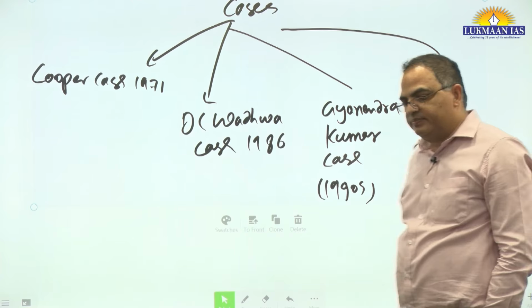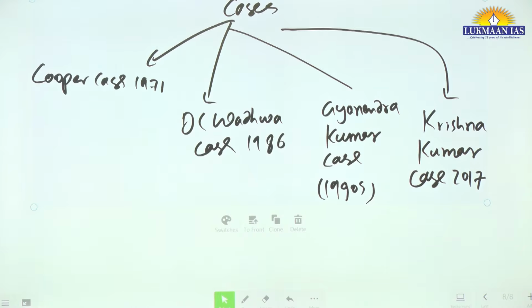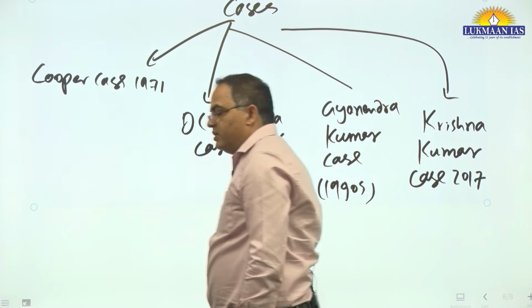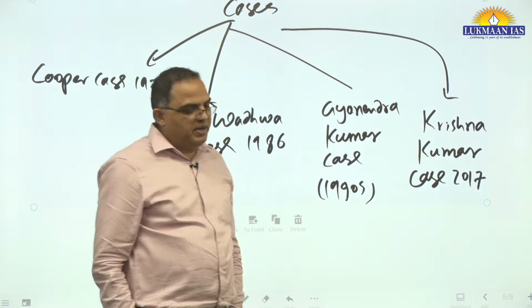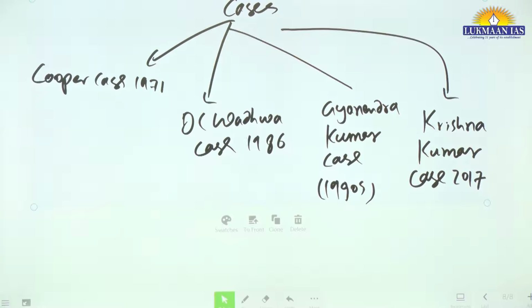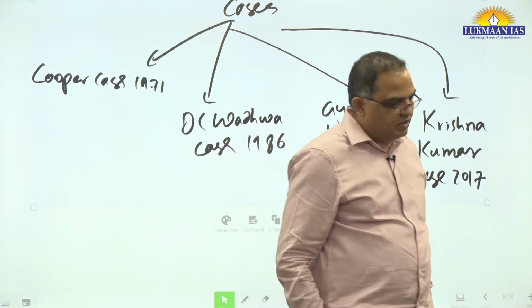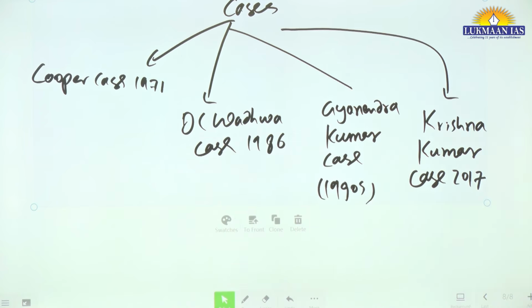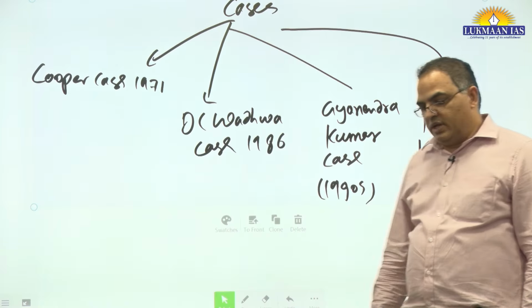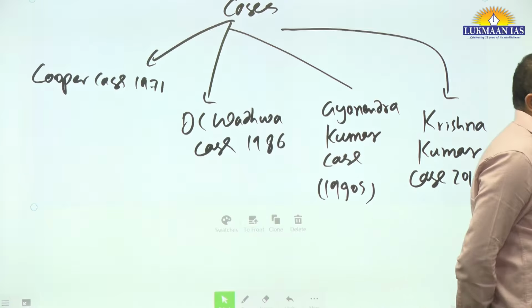Krishna Kumar case. It is also related to repromulgation of an ordinance by Bihar, in which the Supreme Court declared the repromulgated ordinance unconstitutional.